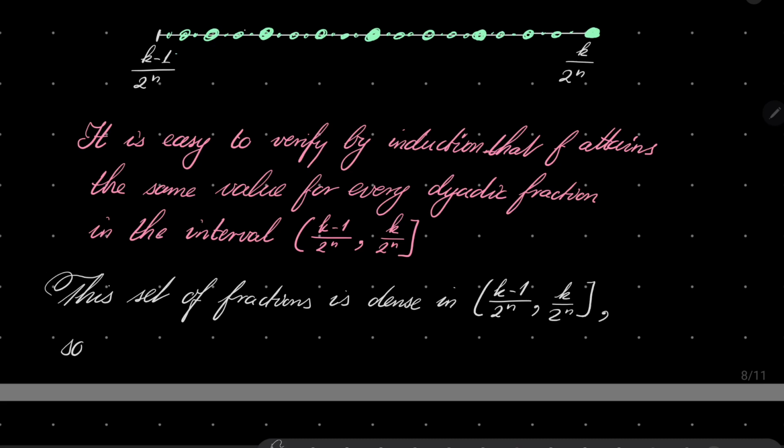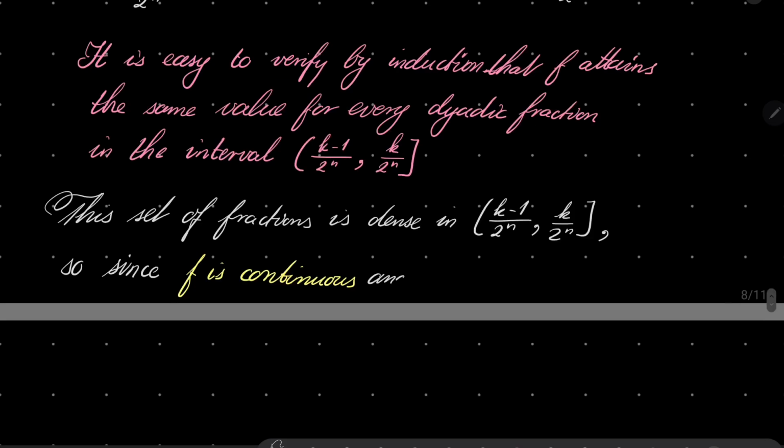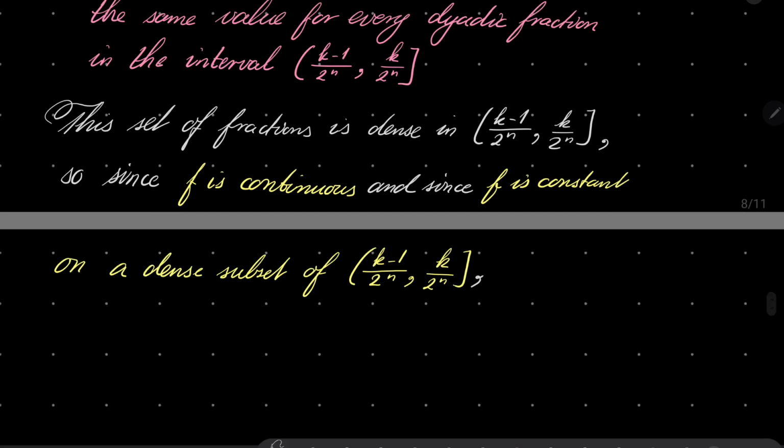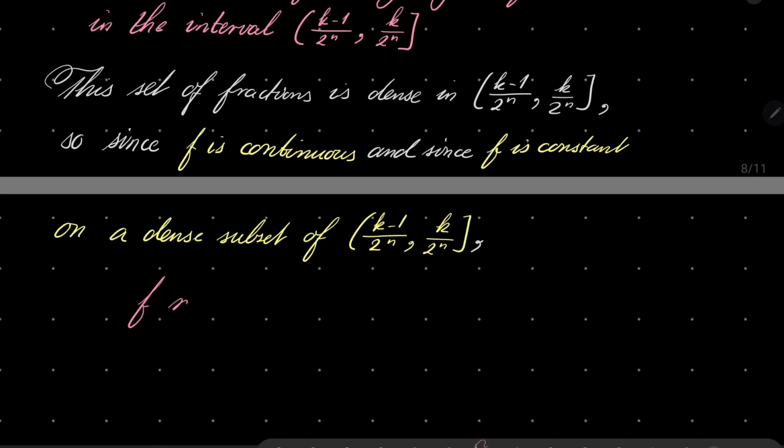So since f is continuous, and since f is constant on a dense subset of this interval, our function must be actually constant on the whole interval, closed on both sides.